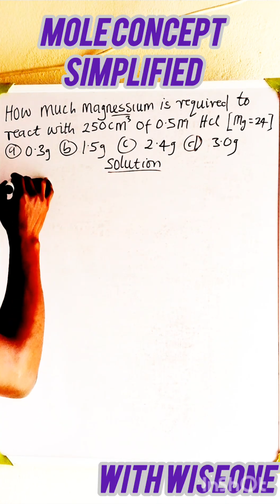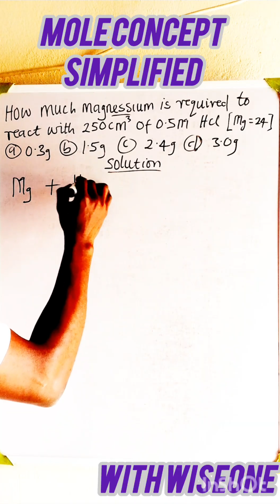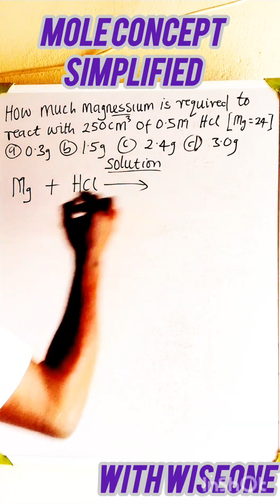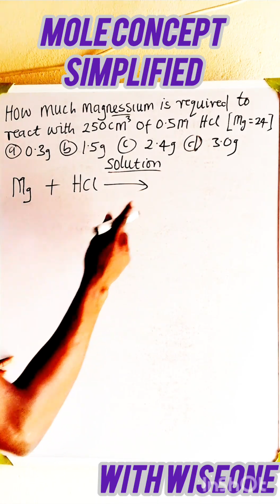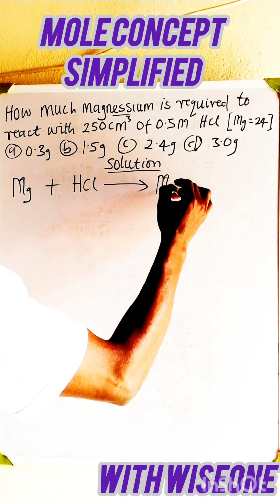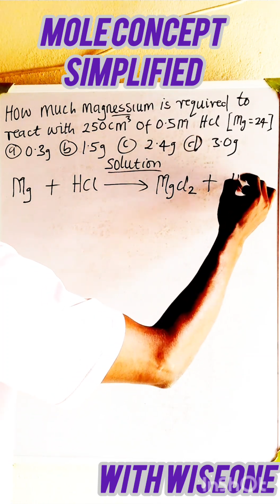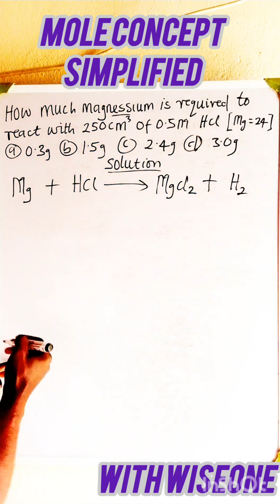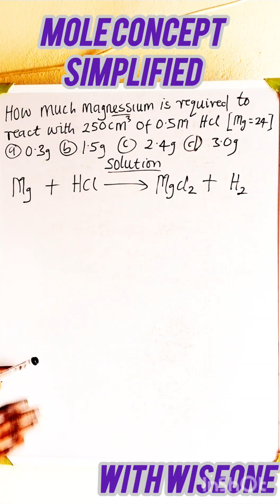Magnesium reacting with HCl. Okay, this forms our reactant. So when we balance this very well, we'll have magnesium chloride and we'll have hydrogen gas. Good. All right, now after writing out an equation, it's normal to balance it.